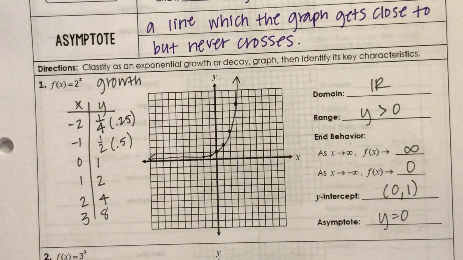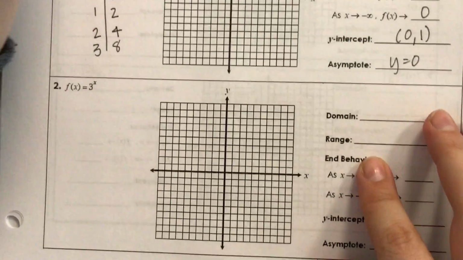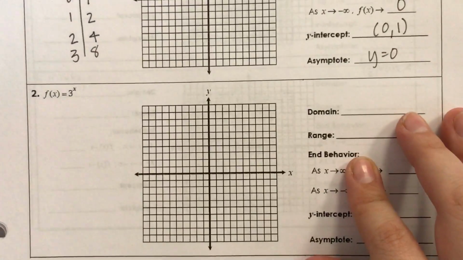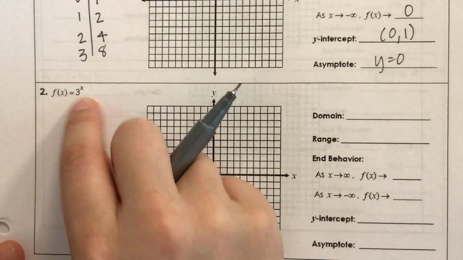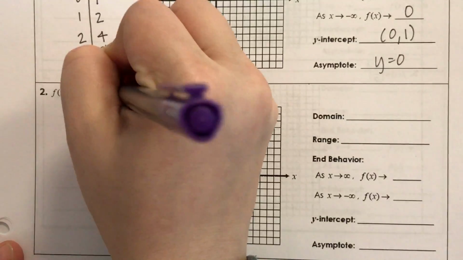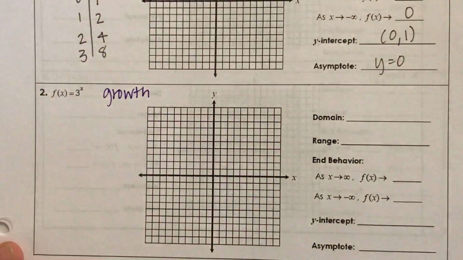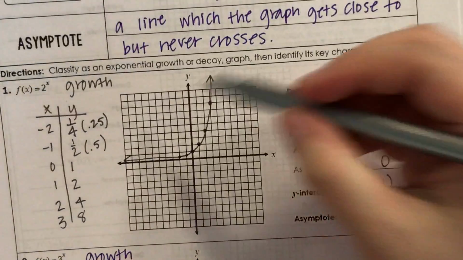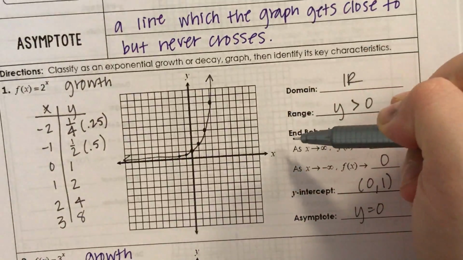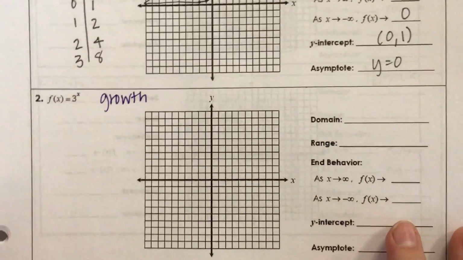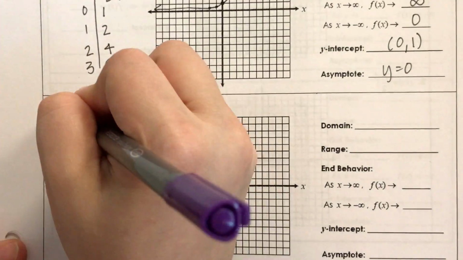We're going to do one more together, and then we'll do the next 3 in class. Okay, so we're going to do the same thing with number 2. Is this exponential growth or decay? Well, 3 is bigger than 1, so this is also a growth. Basically, a decay is just going to look backwards. Instead of going up, it's going to come down. So, all right, let's pick some points.